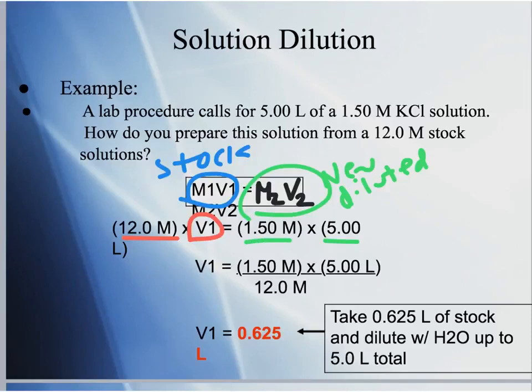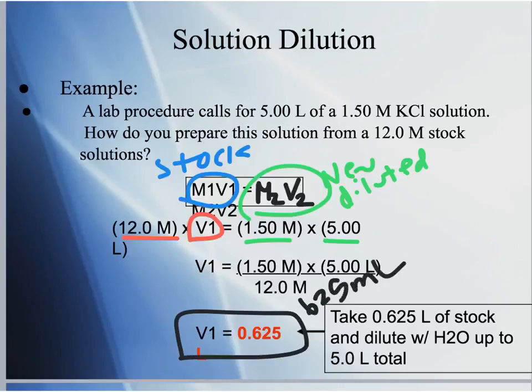All right, so when we do a little algebra and solve for V1, we're going to end up with an answer of 0.625 liters, okay? So what that means is that from your stock solution, you need to pour out 0.625 liters, right? That's the same as 625 milliliters. So you pour out 625 milliliters of your stock solution, and then you need to add water to get up to your full volume of 5 liters, right?